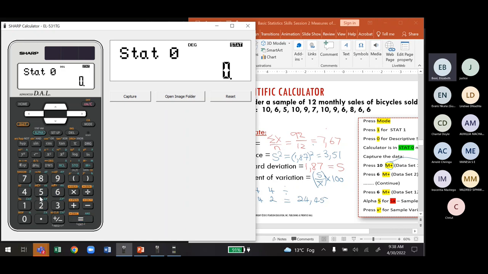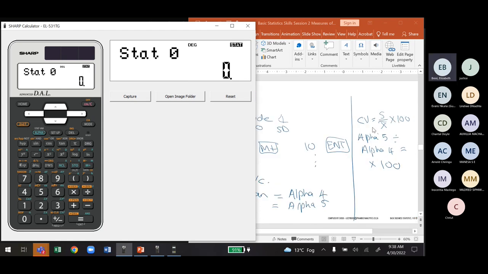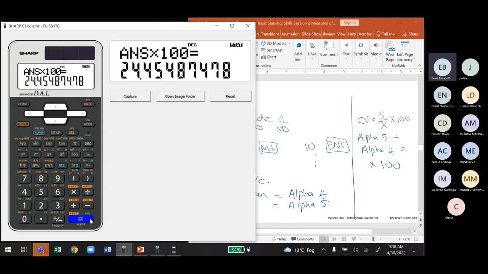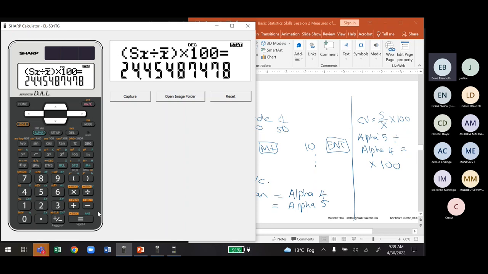Now let's calculate the coefficient of variation, which is the standard deviation divided by the mean. We said it is alpha 5 for standard deviation divided by alpha 4 for the mean, equals, multiply that by 100, equals 24.45. You can also put it in brackets. You can say alpha 5 divided by alpha 4, close bracket, multiply by 100, equals. You will still get the same answer.